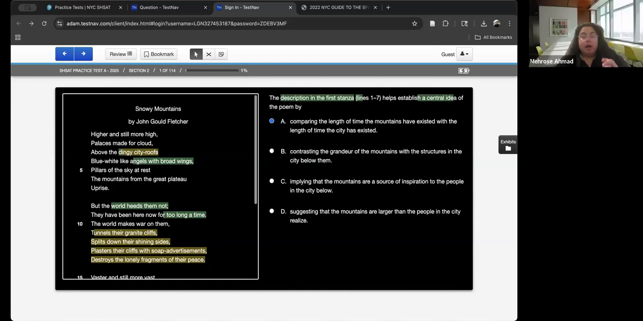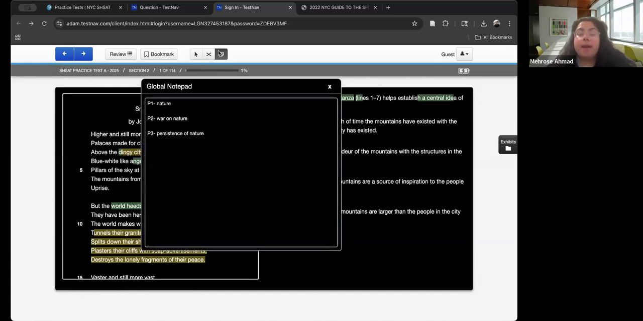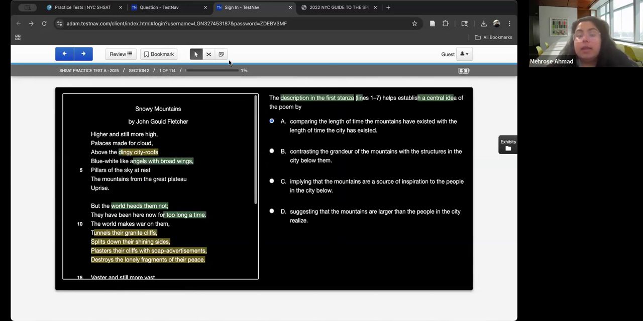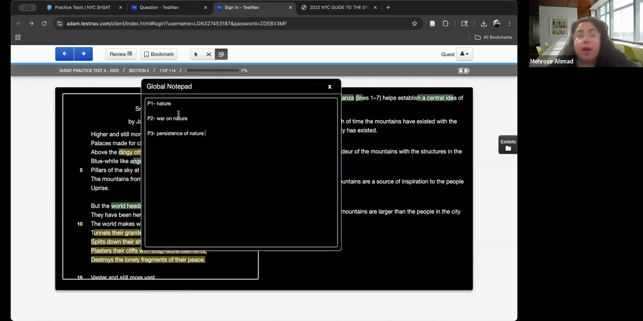Okay. So, paragraph one, let's quickly revisit it. So again, what did our high level overview say? Paragraph one was about nature. So again, this global notepad is not necessarily going to give you the answer, but I do think it's very helpful to remain engaged within the text.